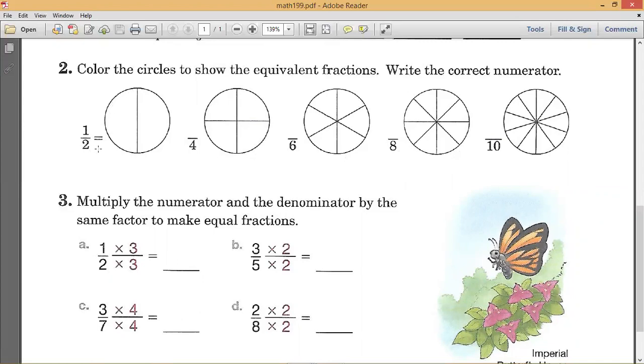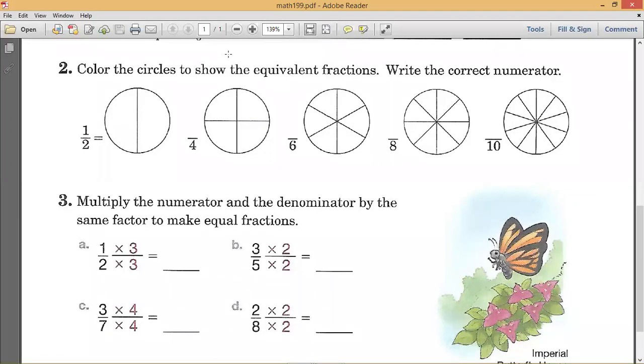So here the denominator is 2. So your pizza was sliced in 2 equal parts. Second one, your denominator is 4. So your pizza was divided in 4 equal parts. Here, 6, and so on and so forth. Okay. So here in the first circle, it's possible for you to color, because the numerator is given. The numerator tells you how many parts are used. Let's say here, how many parts are used out of the 2 equal slices. So here in one half, 1 out of 2 is used. So you have to color that.